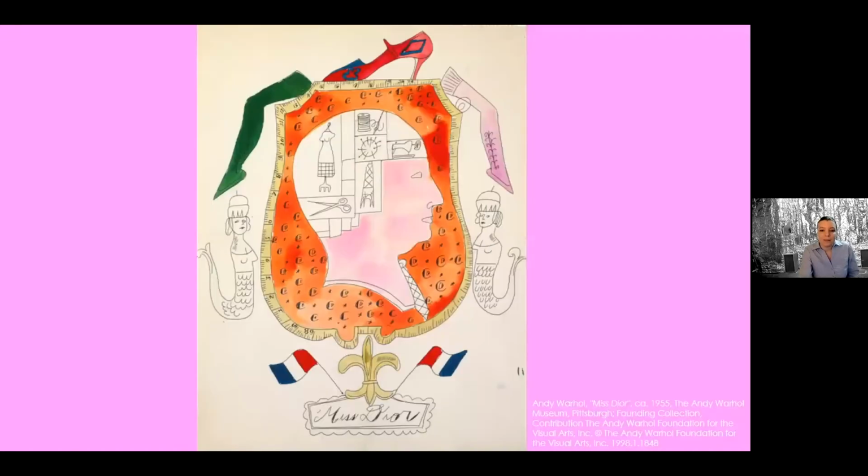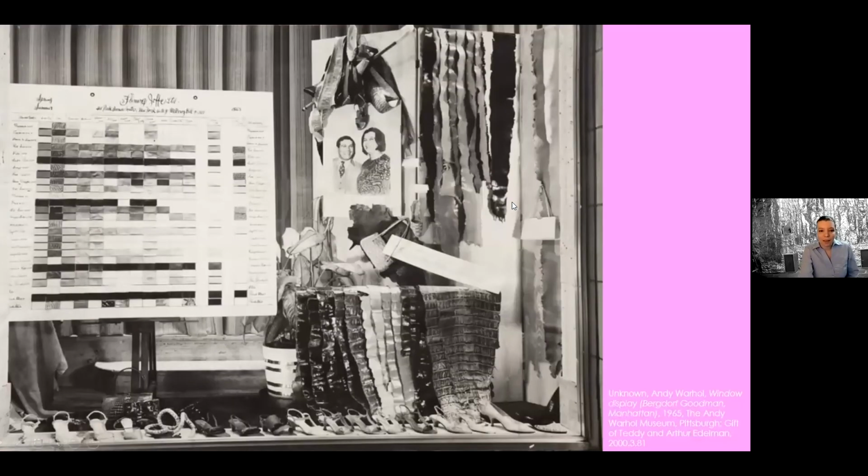And we have the preliminary design sketches that he used for some of those window displays. So this is an ad for Miss Dior perfume, where you can actually look inside the head of Christian Dior himself and see that he's got fashion on the brain. And then this is a very cluttered window display Warhol did for Fleming Joffe. Fleming Joffe was another major client of Warhol's.